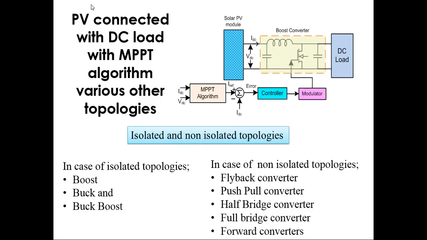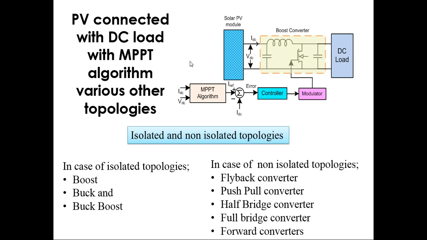Now, when the PV is connected with the DC load, here we have tried to demonstrate the boost converter and buck converter topology. That is in the section of the non-isolated converters. People may also prefer to use the isolated topologies. The non-isolated topologies are the boost converter, buck converter, and the buck boost converter. In case of isolated topologies, they are the flyback converter, push-pull converter, half bridge, full bridge, and the forward converters.